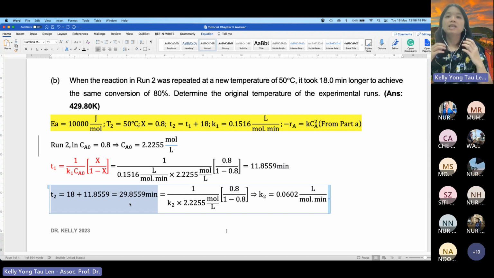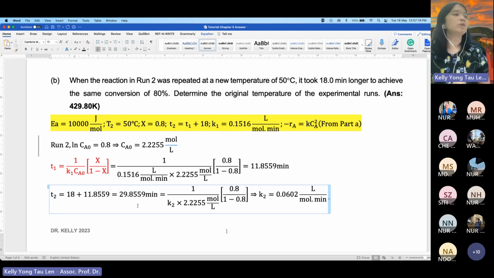So kita akan guna balik equation yang sama, tetapi sekarang kita nak buat apa? Kita nak cari k pada suhu baru. So, dia punya step tu a bit confusing lah kan? Step pertama, tahu dulu masa tindak balas suhu asal. Lepas tu tambah 18 minit, dah dapat masa pada suhu tindak balas baru. Dah tahu masa tu, kita guna equation yang sama untuk mencari pula nilai k pada suhu baru. Okay, so it will get your time at your new temperature, 29.8559.